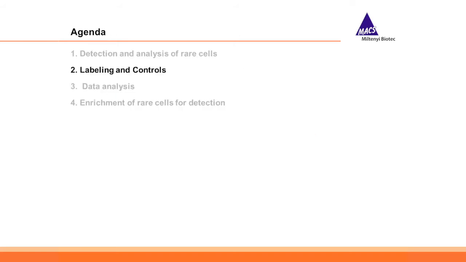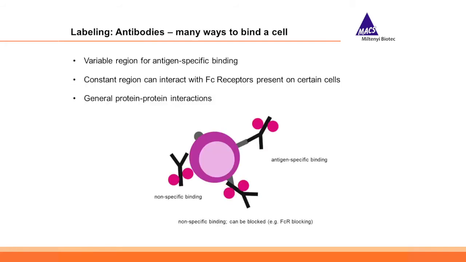And I will continue with the next chapter of today's webinar, and that is about sample labeling and proper controls. It's probably the most important part here. Okay, so when we talk about labeling, what are actually the mechanisms of labeling, of background labeling and so on? And for that, I would like to talk about how an antibody can actually bind to a cell. So what are the different binding ways it has?